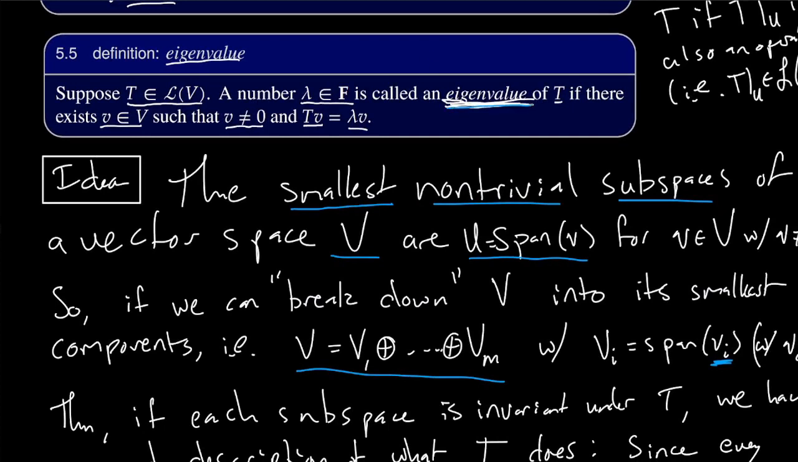But in case you haven't seen it, I think it's helpful. Numbers lambda in the underlying field are eigenvalues of an operator T if there is some non-zero vector v such that T of v is a scalar multiple of v, and that scalar multiple, that number lambda, is what we call an eigenvalue. Let's do something with this.